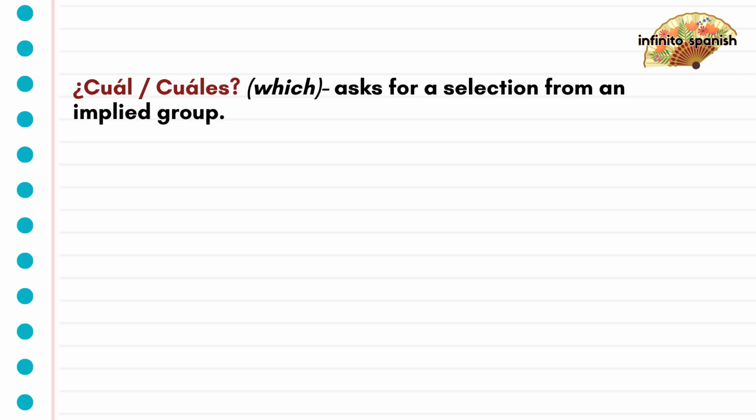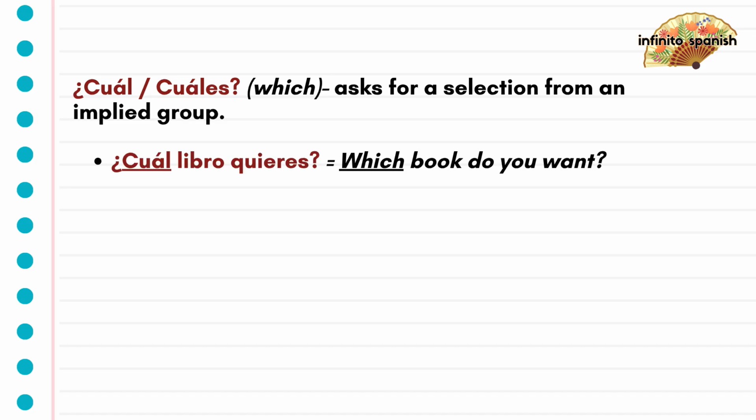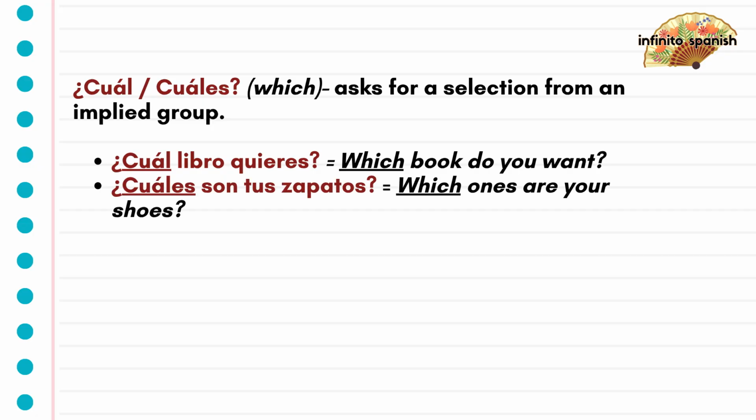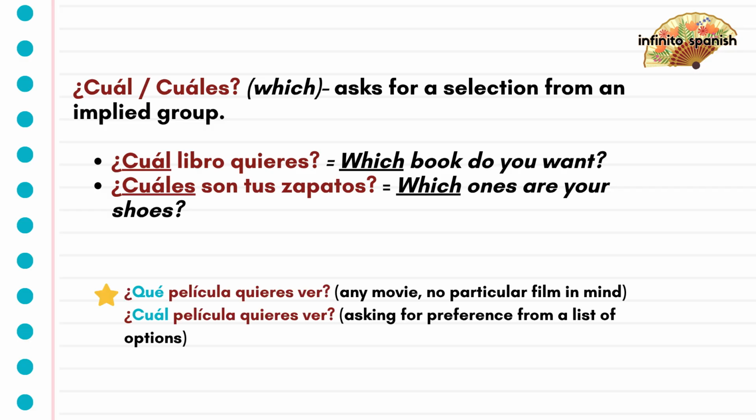¿Cuál or cuáles? Meaning which. These are used to ask someone to choose from a noun or implied group. For example, ¿cuál libro quieres? Which book do you want? ¿Cuáles son tus zapatos? Which ones are your shoes? A quick comparison. Use qué when there is no specific group or list in mind. ¿Qué película quieres ver? What movie do you want to watch? And use cuál when choosing from known options. ¿Cuál película quieres ver? Which movie do you want to watch?